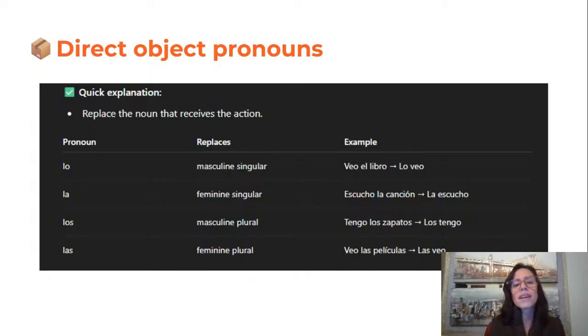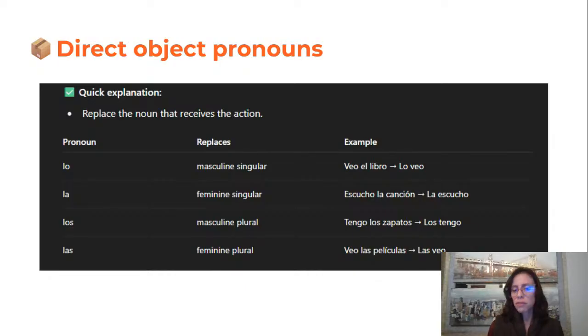So that will be with the case of "las," feminine plural. "Veo las películas." I see the movies or the films. "Veo las películas." "Las veo." I see them. Important, because in English it is not that common to say "see them" when it comes to movies. In this case it will be "watch." So I watch the movies, I watch them.